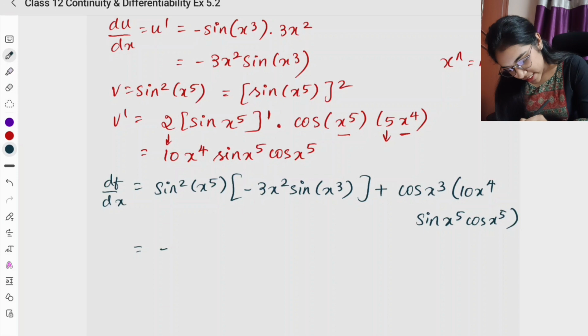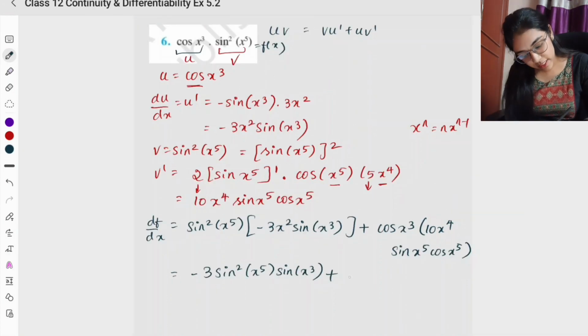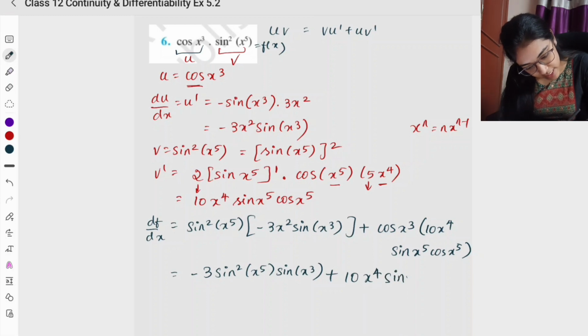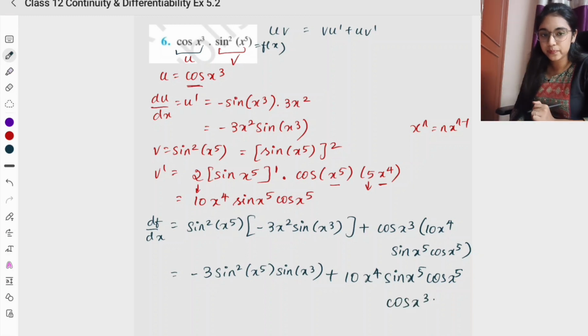In the இடத்துல minus 3 irukku. I'll take the minus 3 outside. I have sin square x to the power 5 sin of x cube plus, what are my constants here? 10. Then x to the power 4 times sin x to the power 5 cos x to the power 5 times cos of x cube. So this is my final answer. Please copy.